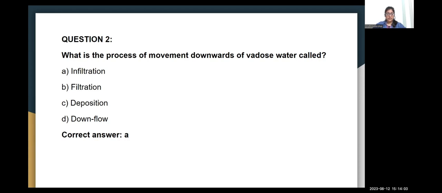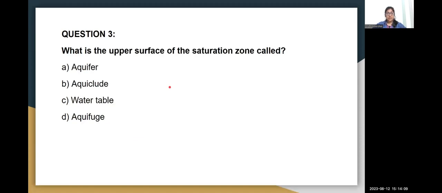Moving on. What is the upper surface of the saturation zone called? This was again a question that we discussed in last week's lecture. Is it called an aquifer, aquifluid, water table, or aquifluge? We looked into what an unsaturated zone is and what a saturated zone is. The boundary or interface between the saturated and unsaturated zone is called the water table.